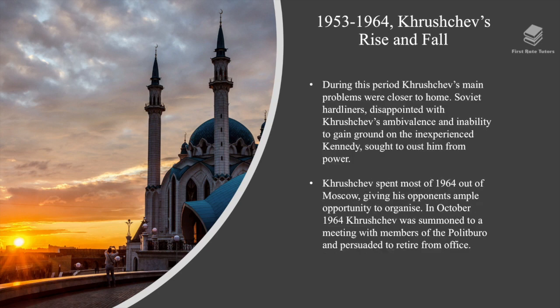During this period, Khrushchev's main problems were closer to home. Soviet hardliners, disappointed with Khrushchev's ambivalence and inability to gain ground on the inexperienced Kennedy, sought to oust him from power. Khrushchev spent most of 1964 out of Moscow, giving his opponents ample opportunity to organize. In October 1964, Khrushchev was summoned to a meeting with members of the Politburo and persuaded to retire from office.